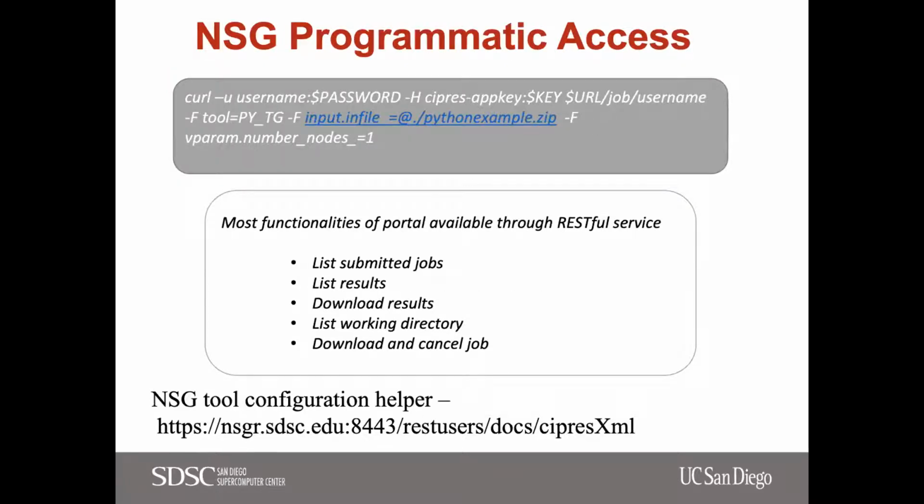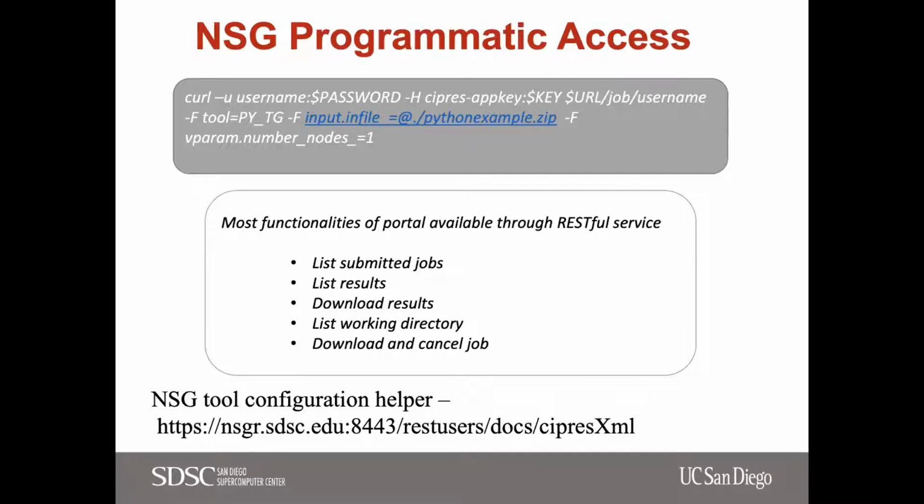So just to show you how the programmatic access will look for submitting the same zip file. This is just a simple line, and as you can see, you have to specify the username, the password, the key, and the URL. The tool here is Python, which is again the same thing that I did using the portal. The input file is python example .zip, and I'm running it on number of nodes 1. Most of the functionalities of the portal are available through the RESTful services, where you can list your submitted jobs, list the results, download results, and do everything programmatically.